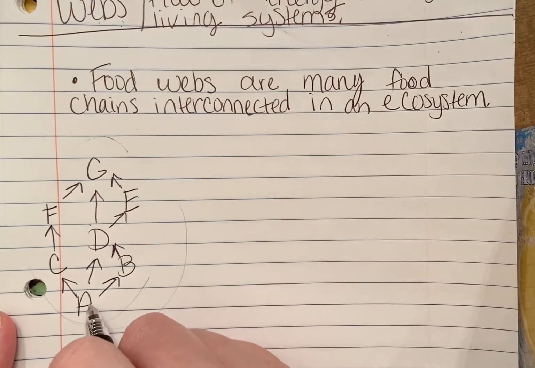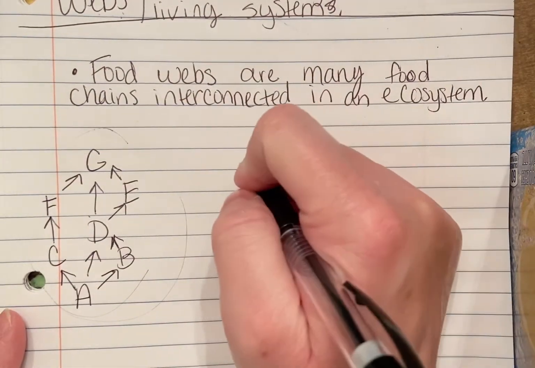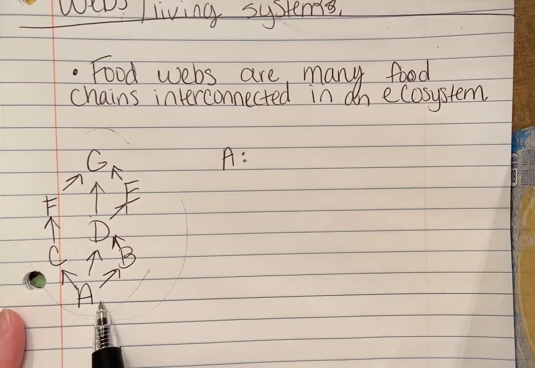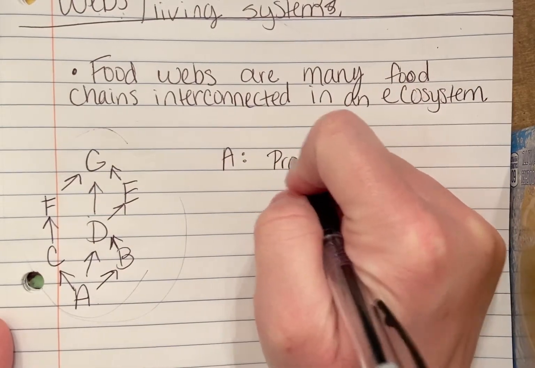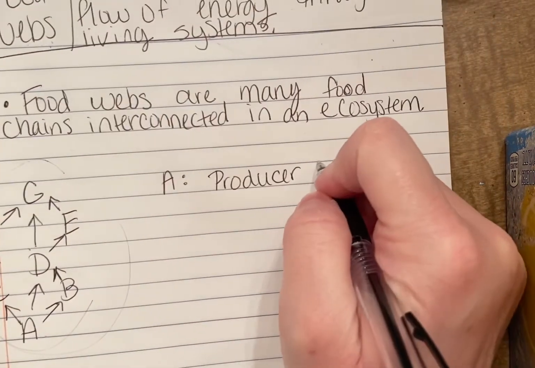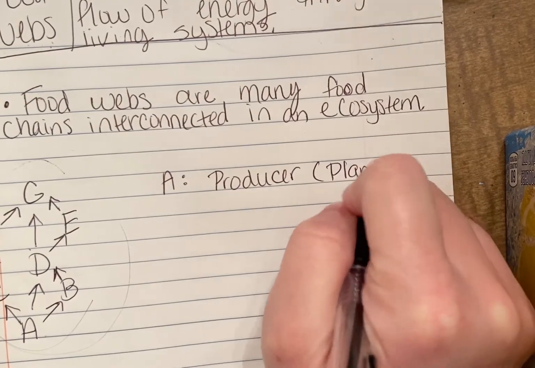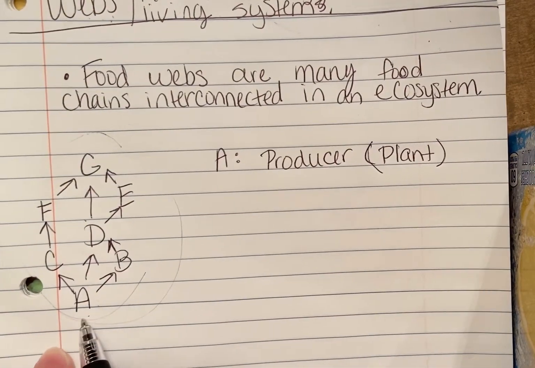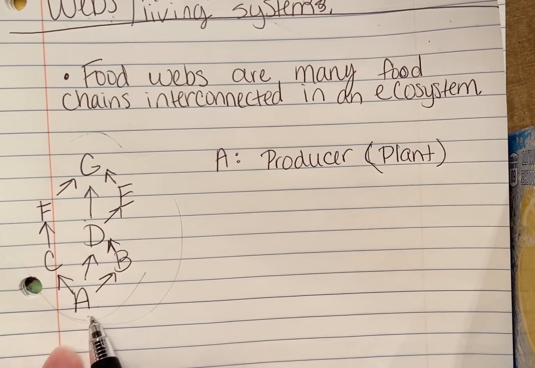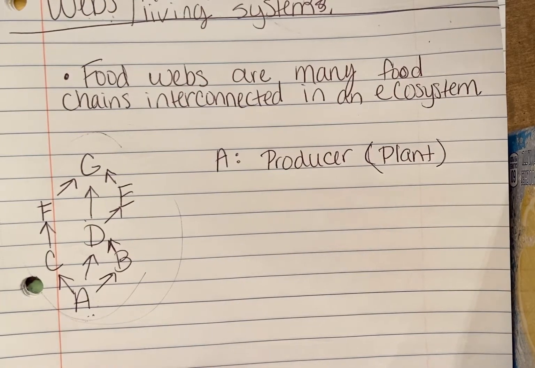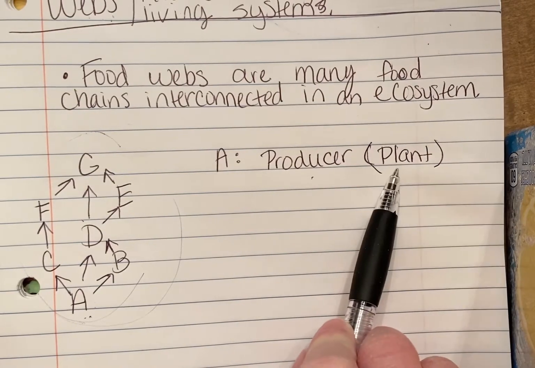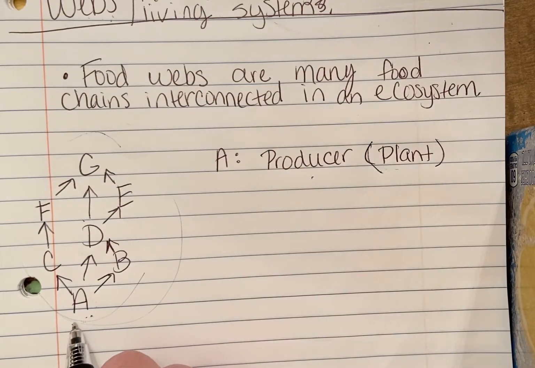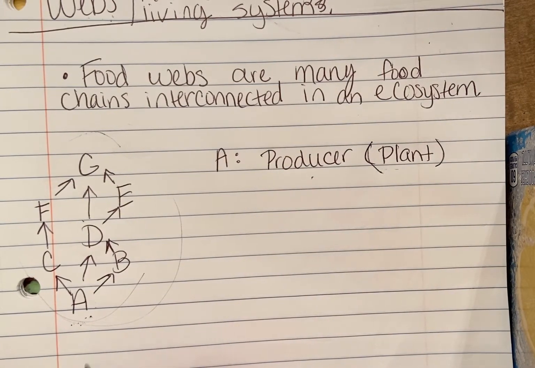So let's talk about all these letters. First off, let's talk about A. Here's A, at the bottom. A is a producer. How do I know that? Because A is a plant, and you don't see any arrows pointing to A. Remember, producers, plants, get their energy from the sun. So we know that's a plant because we don't see any arrows pointing to it.